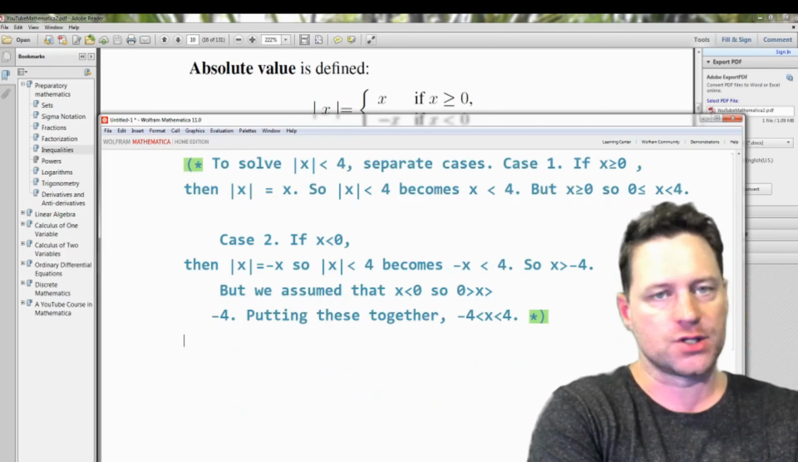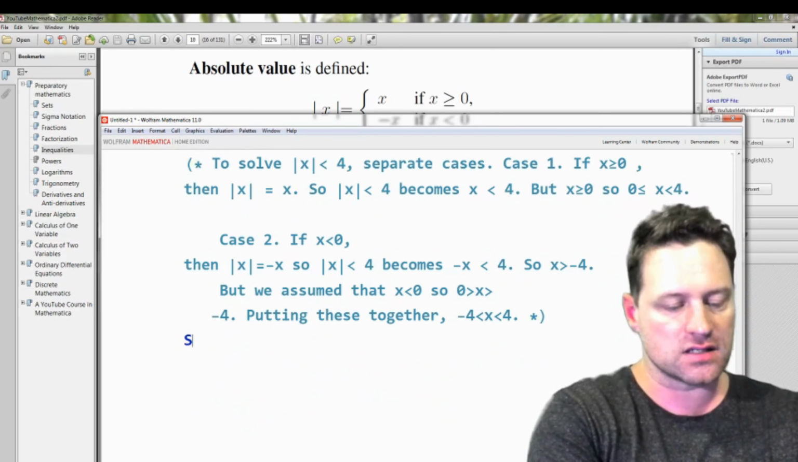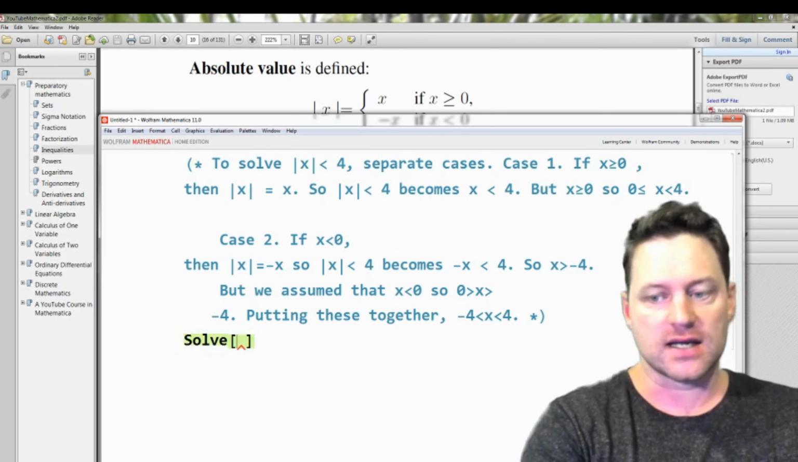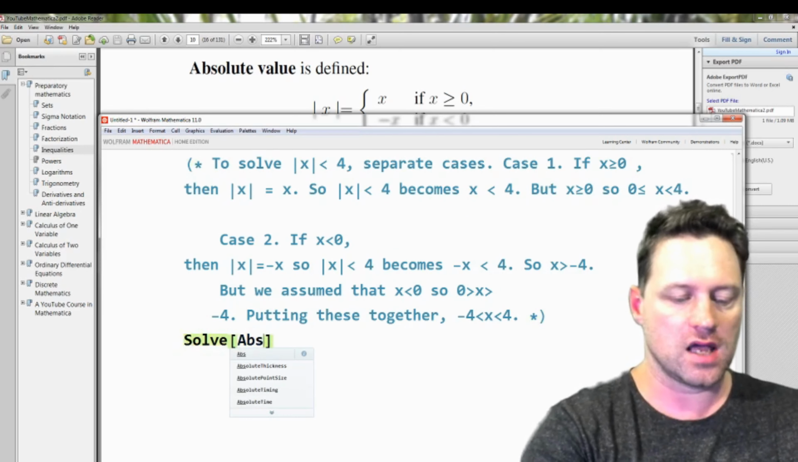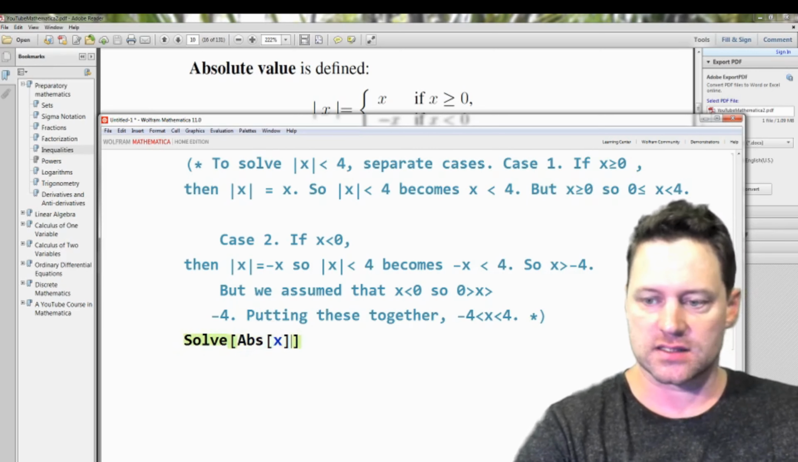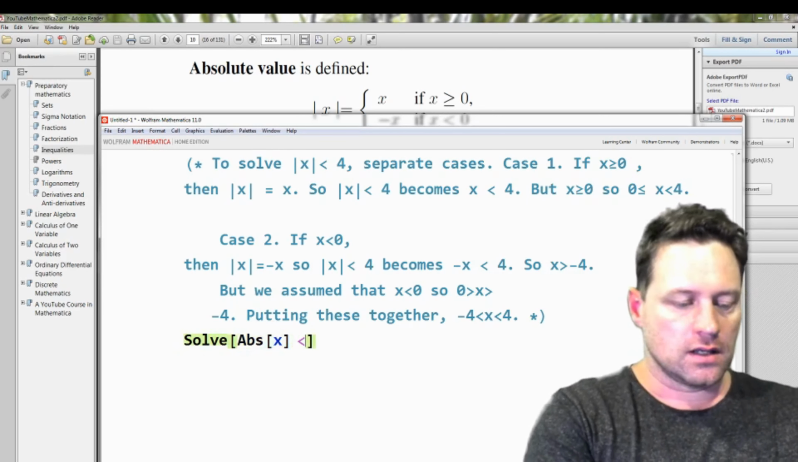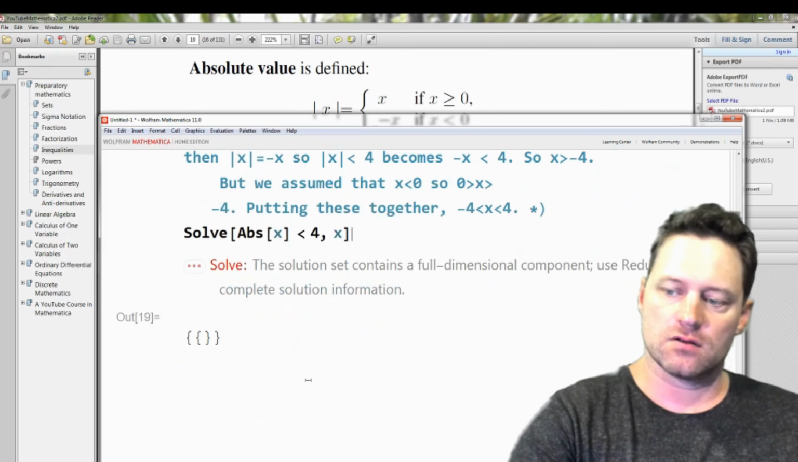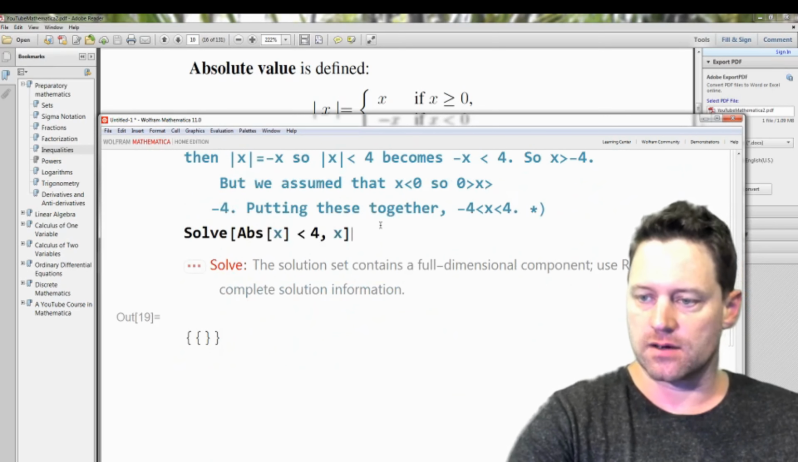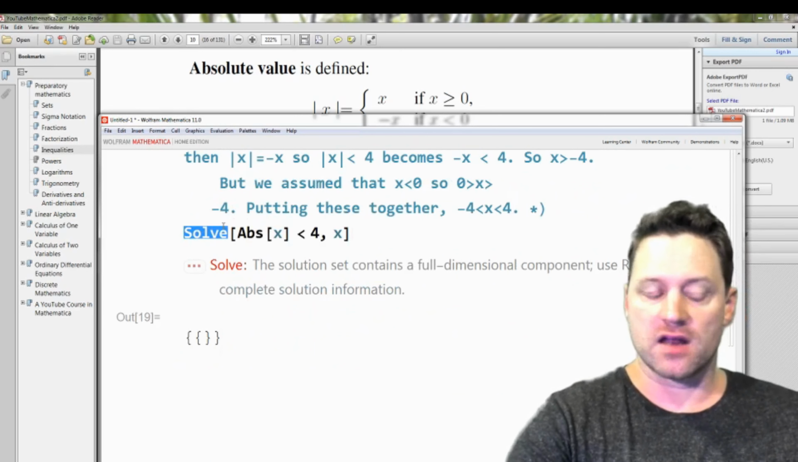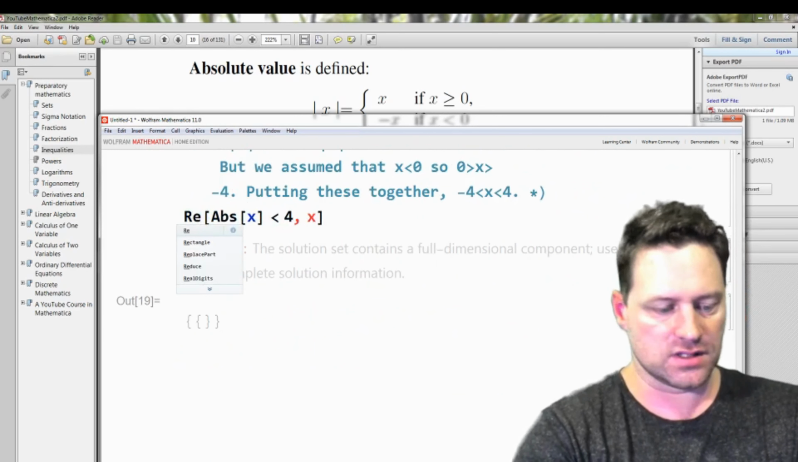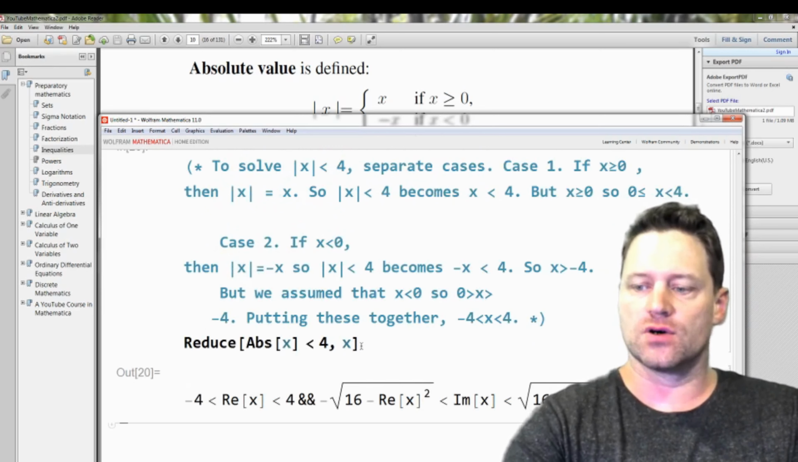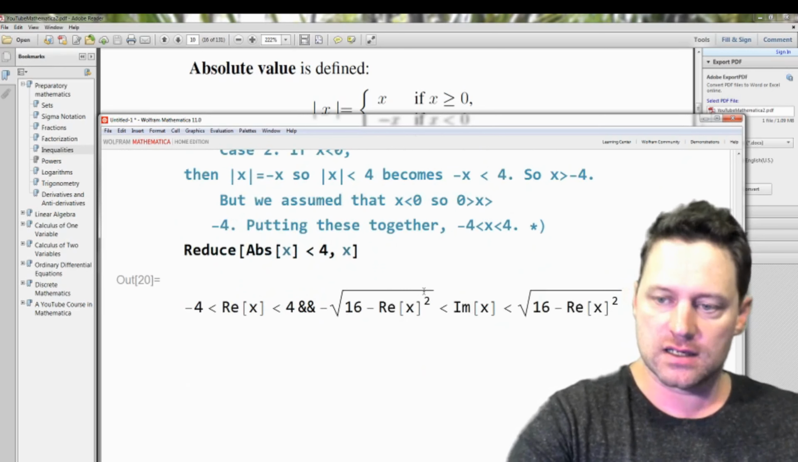Now, I'm not sure if I remember the commands for this. I'll just try. It might be Reduce. So I'll say Solve, first of all, ABS x less than 4, and I want to solve for x. Let's try. Okay, so no surprises. It's the wrong command for that, so it might be Reduce. Let's just try, and if this fails, I'll look in the help file. Okay, sure. So it did work.